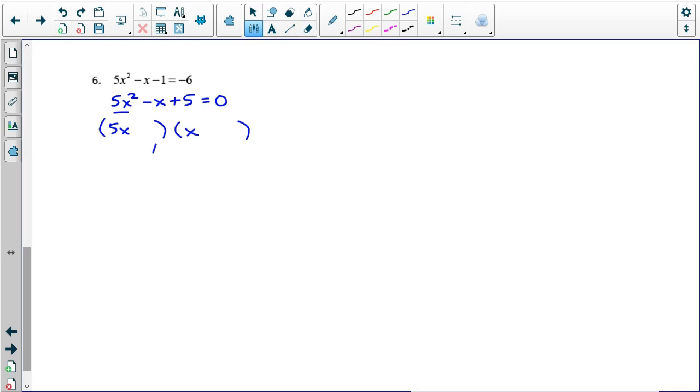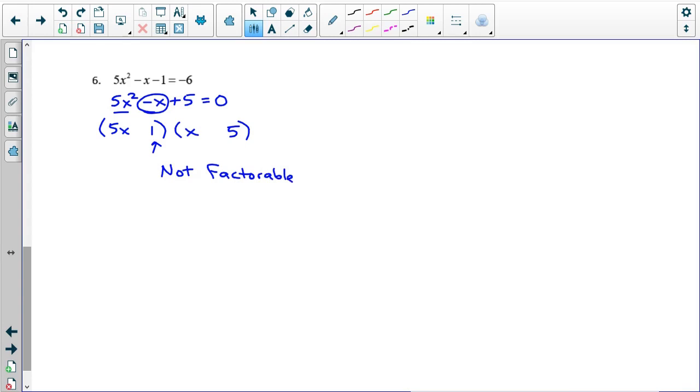So I can't put the 5 there because there was no greatest common factor at the beginning. So there's not going to be one at the end. So I have to put 1 and 5 as my only choices. There's no way I can get to this -1 in the middle. So this is not factorable as well.